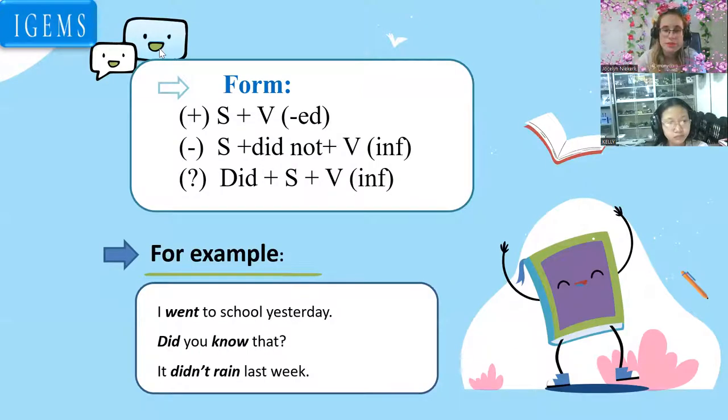All right. So it's when we take the base form and we change it by adding an ED. This is regular form, right? Yes.